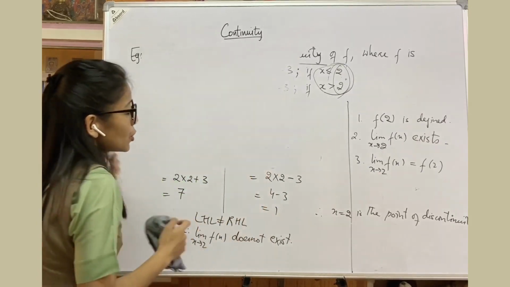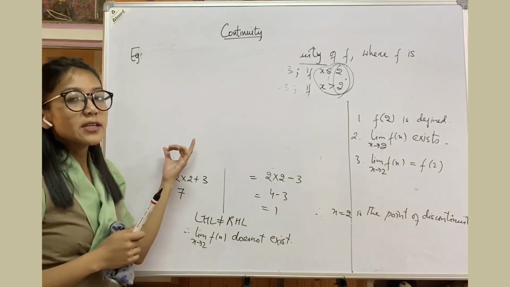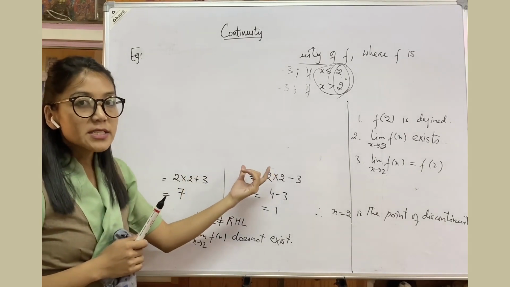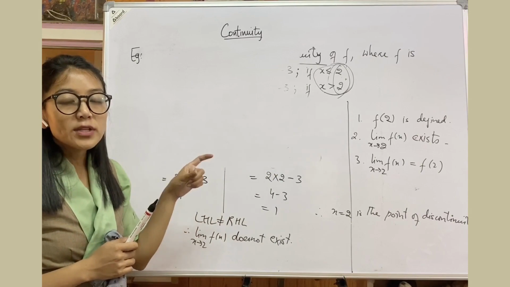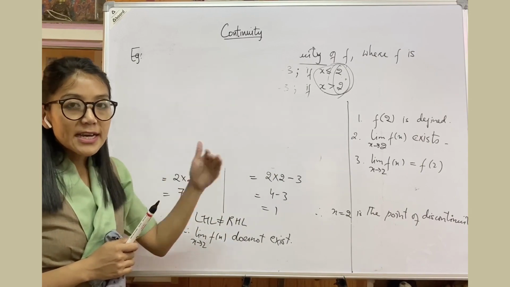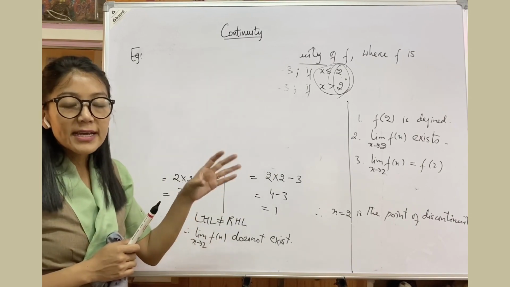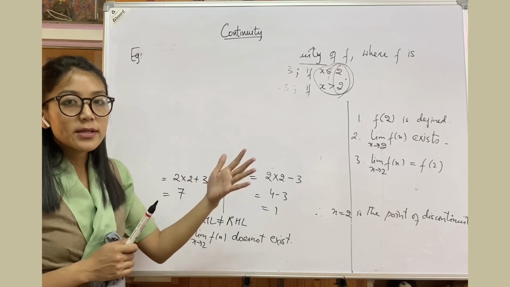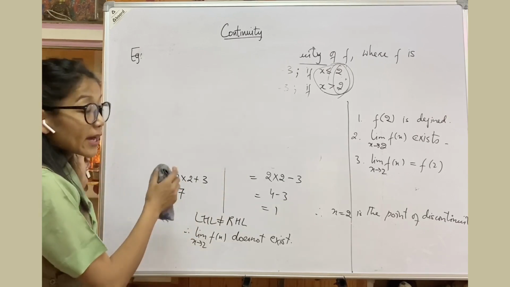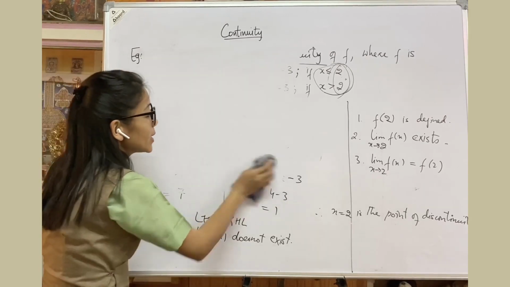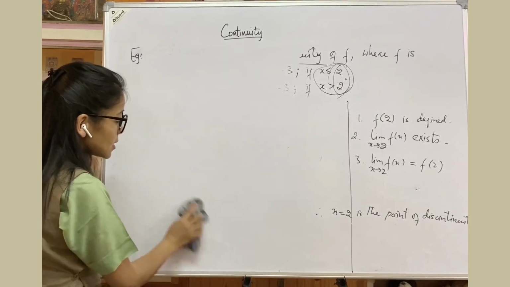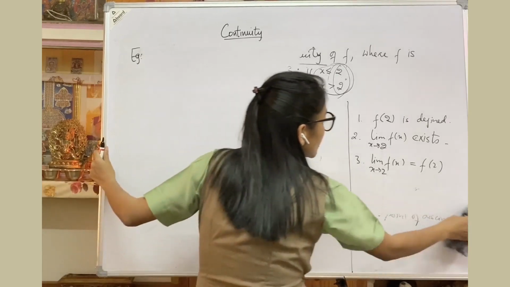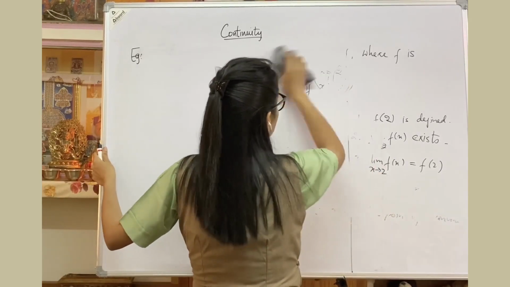I told you, when you are finding or evaluating the left hand limit and right hand limit, if your function is a polynomial, then you don't have to use the substitution method, letting x equal 1 minus h. You can directly substitute. But in the case of the greatest integer function and modulus function, you need to use this substitution method.